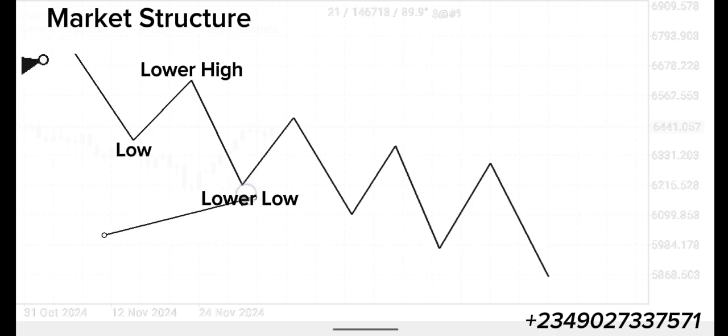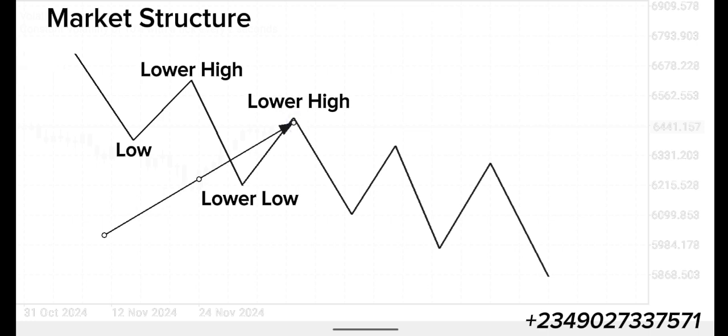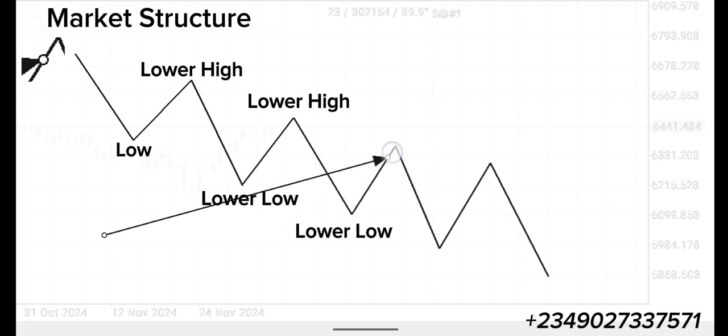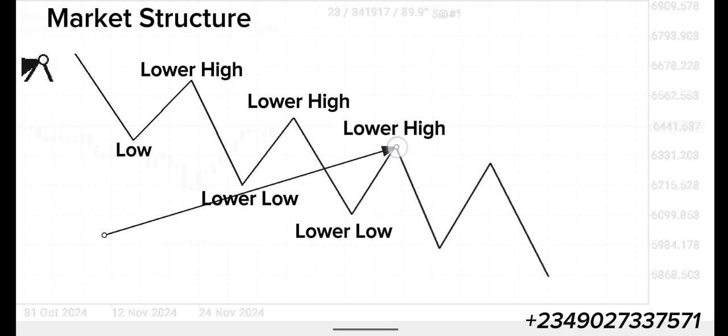Why is this one a lower low? Because it is lower than the previous low. Then we have another lower high. Why is it a lower high? It is higher than this low, but it is lower than the previous high, that is why it's called a lower high. Then we have another lower low and another lower high.